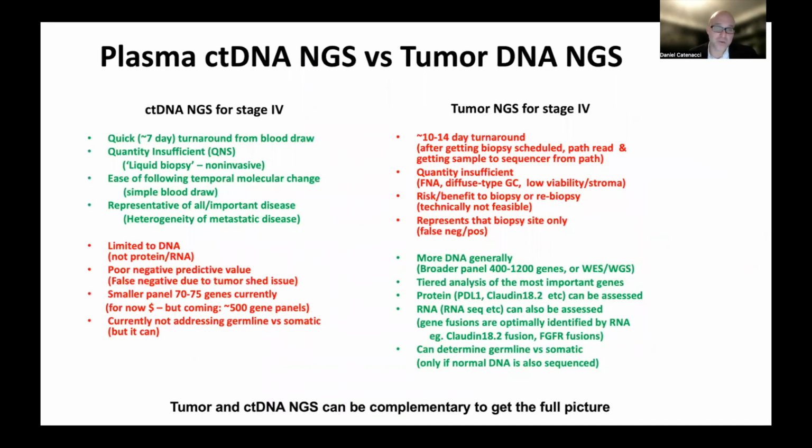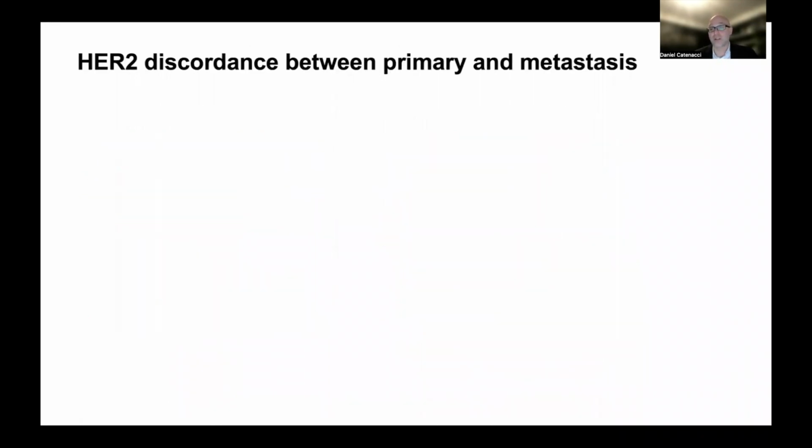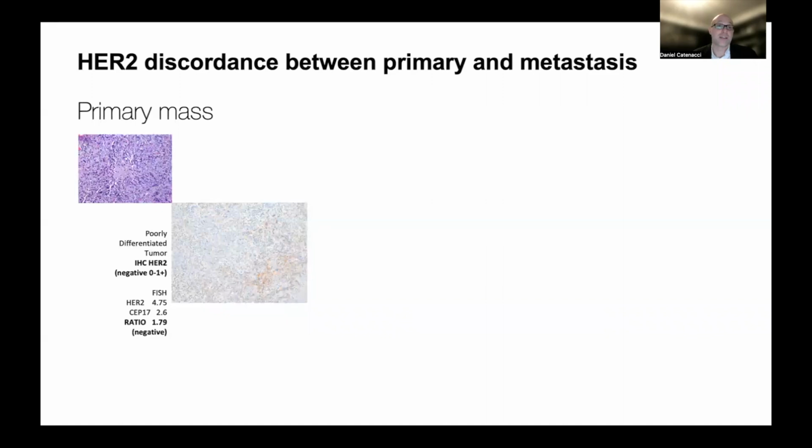And so we saw this when we were comparing advantages and disadvantages of tissue-based versus circulating tumor DNA testing, in that ctDNA can represent all of the disease and therefore give us a sense of molecular heterogeneity in comparison to one biopsy site that represents only that site that was sampled. Now I'm going to show you a real example of this in a patient that had a primary tumor biopsy that was tested for HER2 that was negative for HER2.